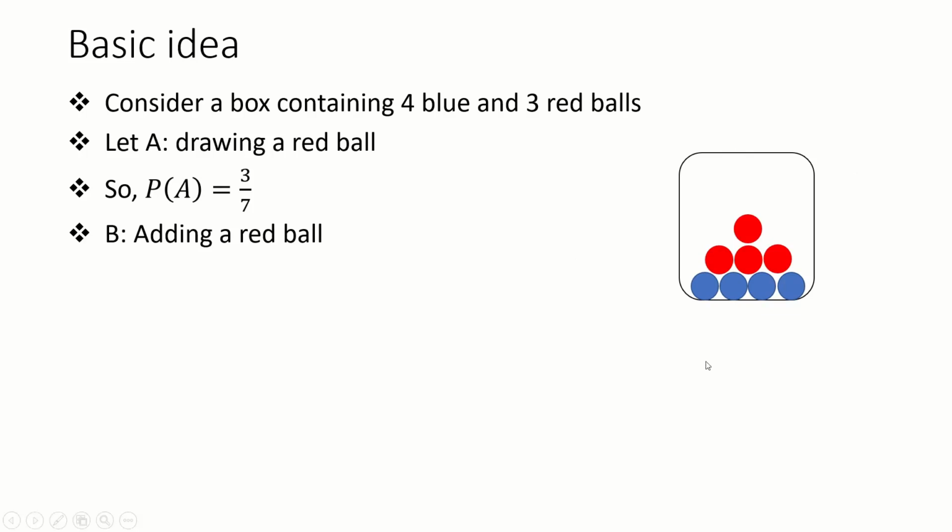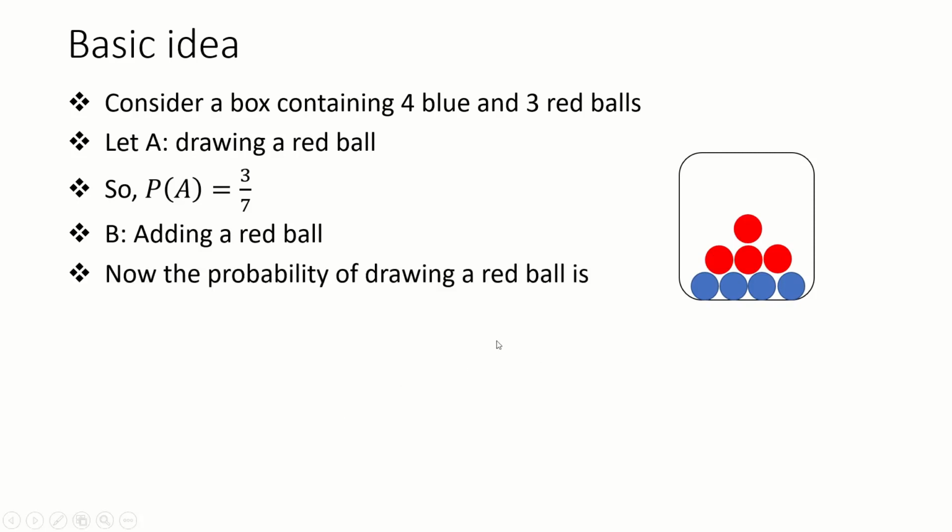Then in this condition, what is the probability of A? In this condition means in this current situation, that after adding, the box contents are as shown. So what is the probability of selecting a red ball now? There are 4 red balls and the total number is 8. So it's 4 by 8.